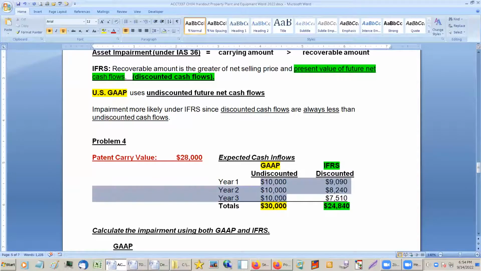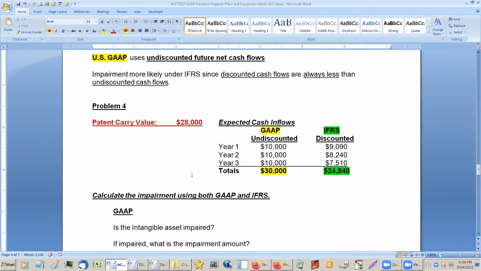GAAP standards allow for undiscounted amounts. So a dollar today, they say, is the same as a dollar 3 years from now. International standards say no, you have to discount them to get the actual amount. The international standards on this one are more in line with finance theory and econ theory than the US rules are. The US one is definitely easier to use because you just get the numbers and add them up, whereas this one you have to jump through a few hoops to discount it. But anyway, so here it is.